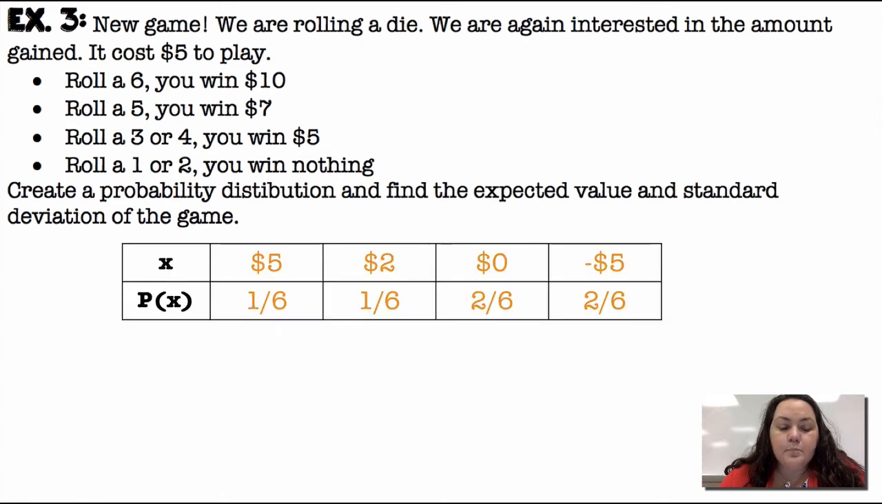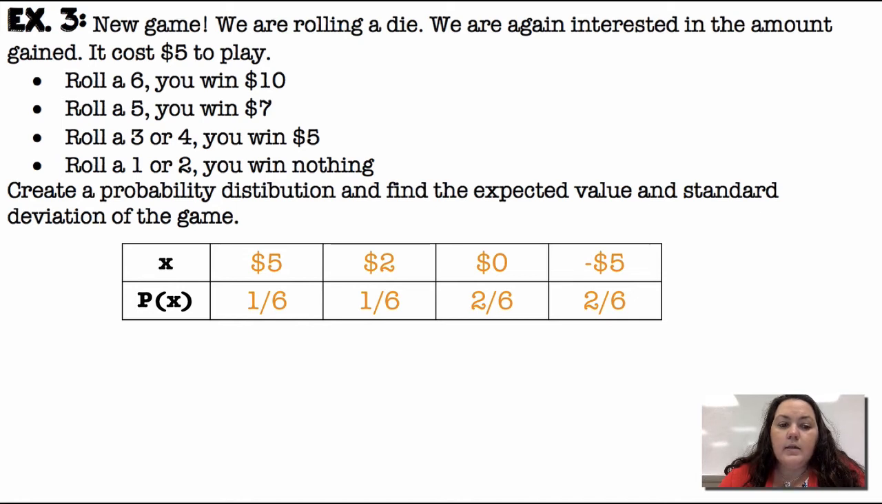All right. Okay, so I could gain $5, $2, $0, or negative $5. Again, I'm only worried about the gain, so I have to subtract $5 from everything because I'm paying $5 just to play. So if I gain $5, that means I won 10. The only way I can get that is if I roll a 6. Well, a die has 6 sides, so that's a 1 out of 6 chance.